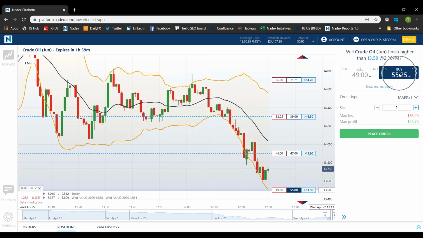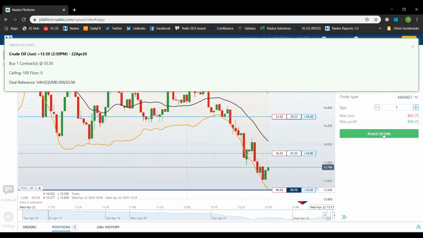I can change my order to a market order. And if I just want to buy one, all right, and notice how my profit and loss is calculating because I'm putting in a market order. It's going to be based on the ask price, whatever I happen to get it at. And I hit place order and it's going to go and execute my order.